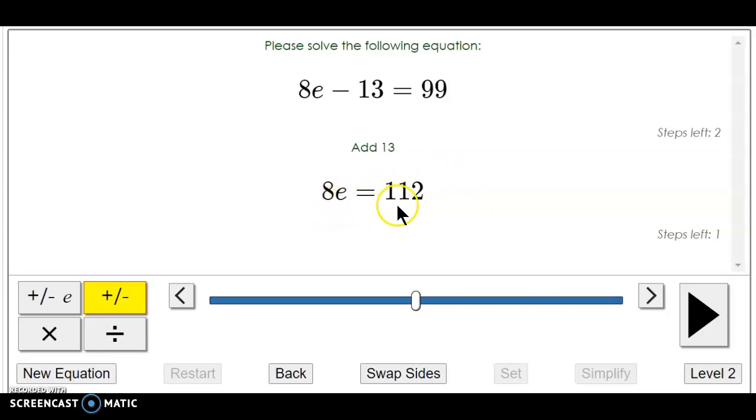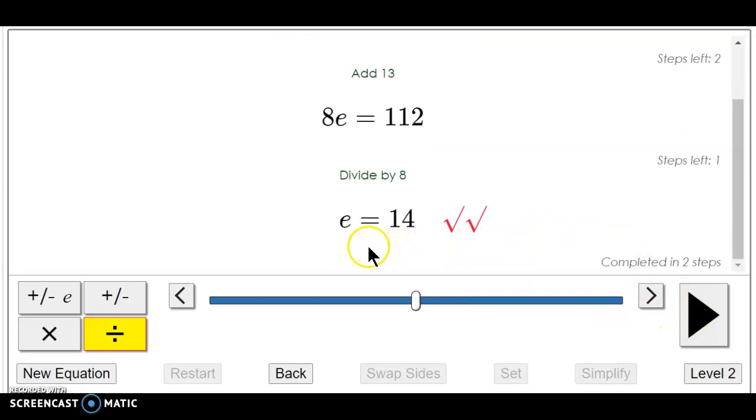So now, 8e equals 112. So to get rid of the 8, because 8E means 8 times E, to do the opposite, I divide both sides by 8. So I choose divide by 8. Right, now I get the answer. So this software helps us to focus on the strategy rather than doing the detailed calculation. So it's a good tool to practice learning algebraic equation solving.